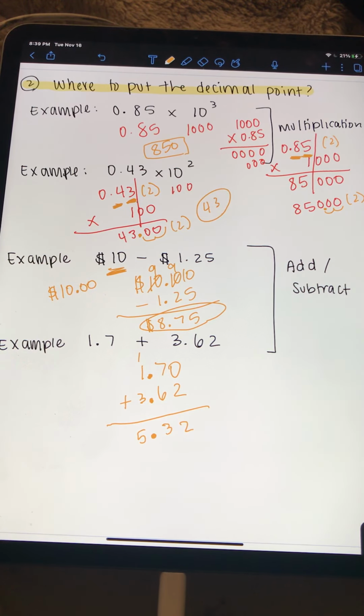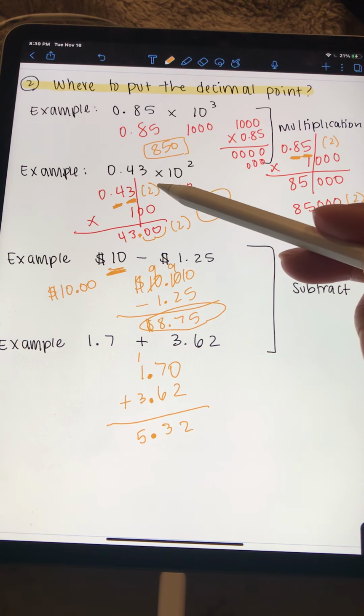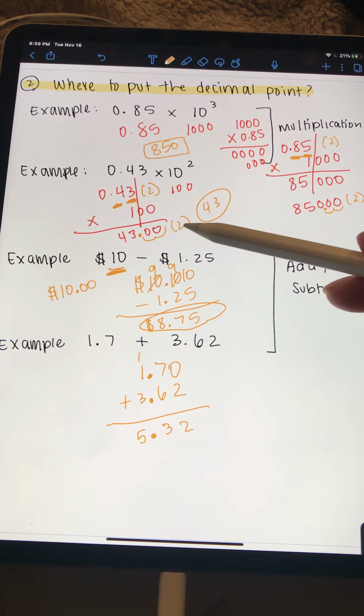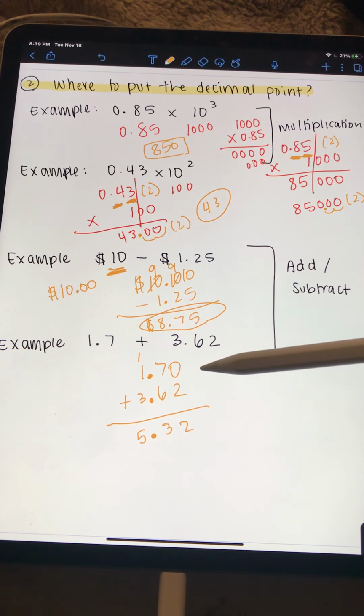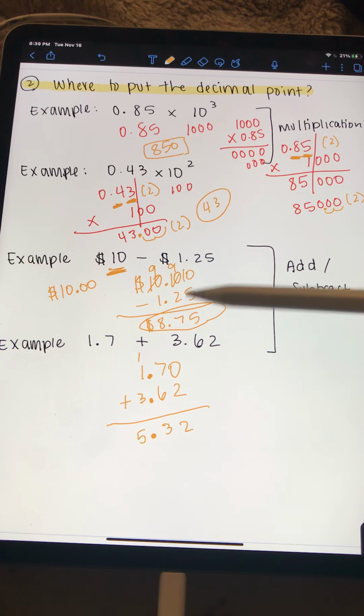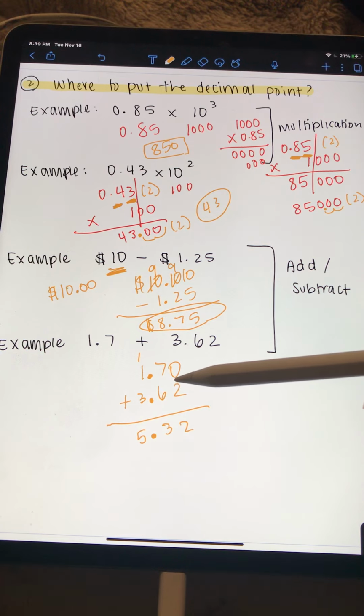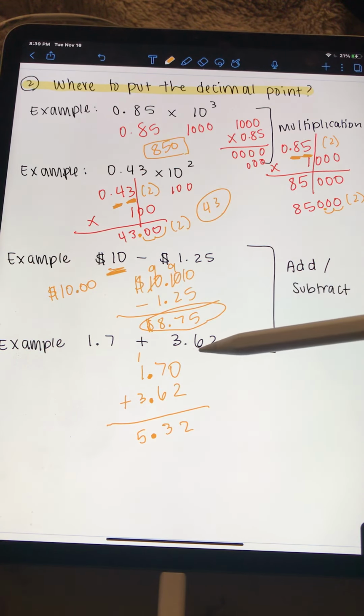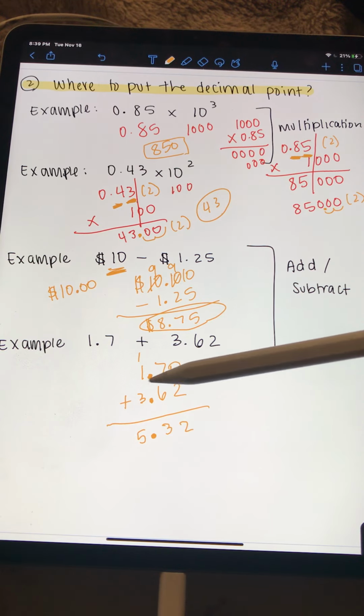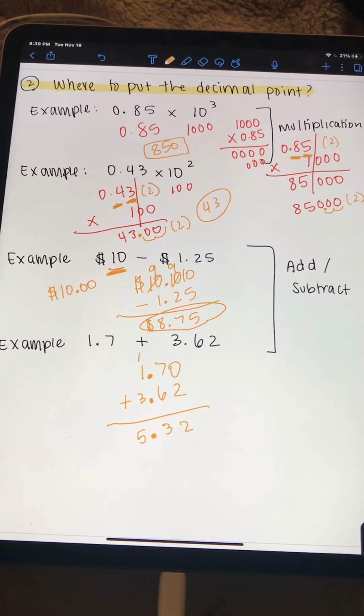So for multiplication, we need to count the amount of decimal place values there are in the factors that we're multiplying, and that will be how many there are in the product. And when we add and subtract, just make sure that you line up the decimal when you do so. And you can add in zeros, right, as placeholders wherever you're missing a number, okay?